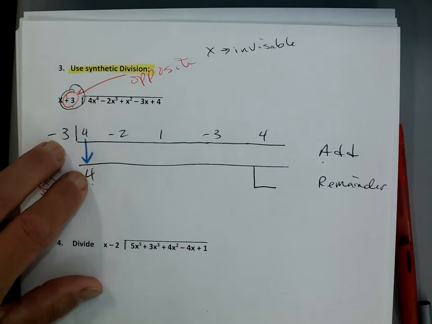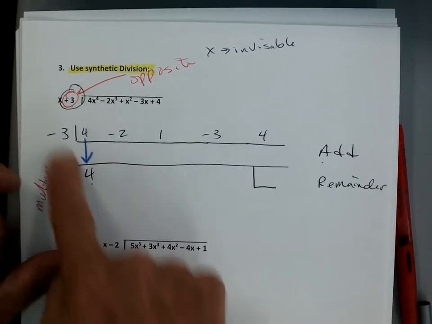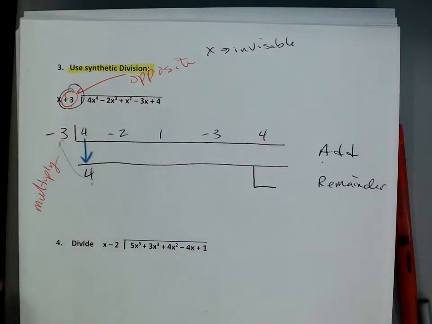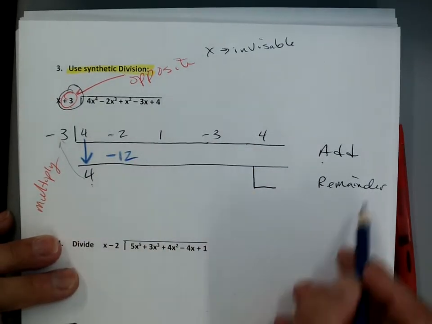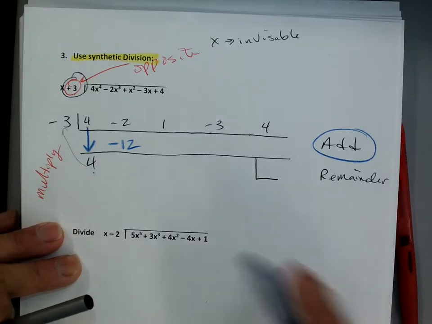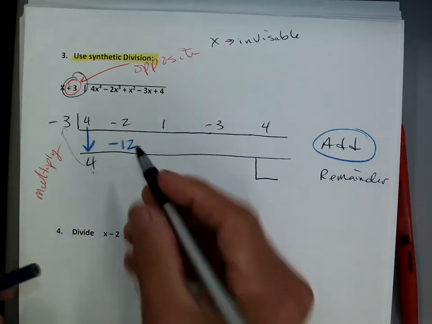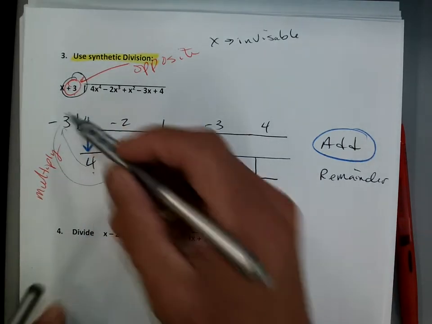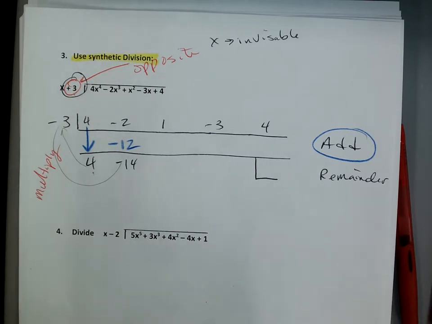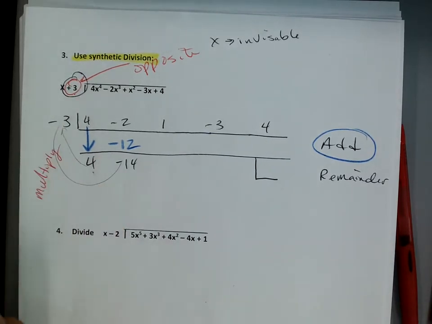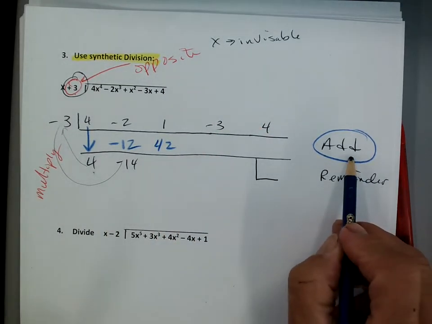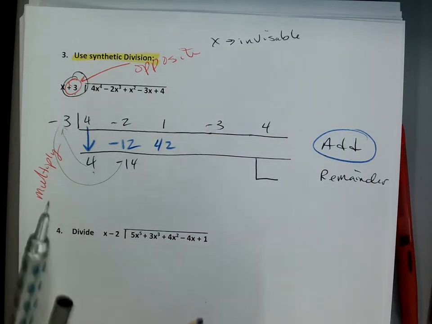So I'm going to go 4 times negative 3. So I'm going to multiply. I'm going to take my 4 times my negative 3, which is a negative 12. I'm going to put it right here. And then I'm going to add. Okay? Negative 2, negative 12 makes a negative 14. I'm going to multiply. Okay? Gives me a positive 42. Negative 14 times 3 is a positive 42. So I'll put my positive 42 here. I'm going to add. Get a positive 43.